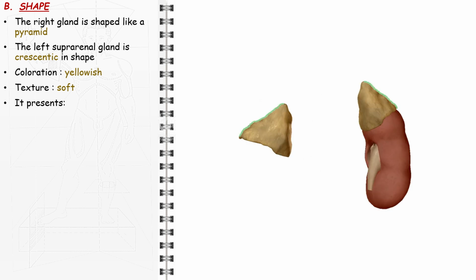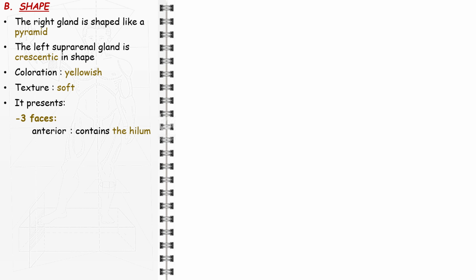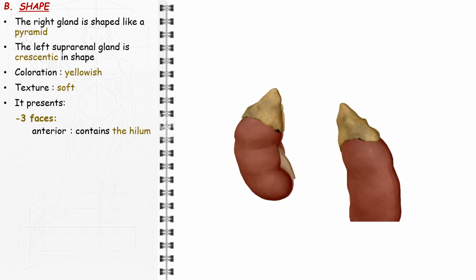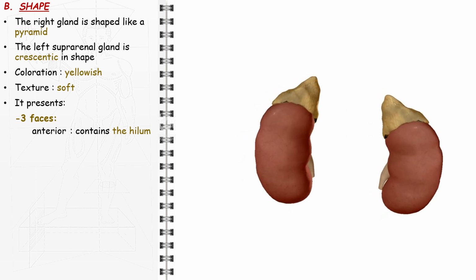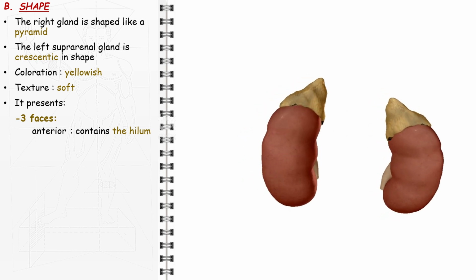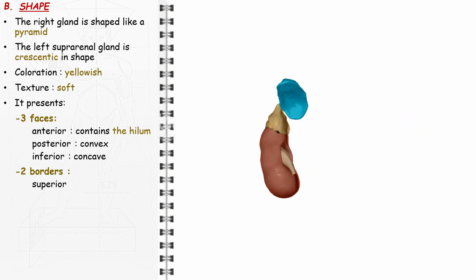The anterior face contains the hilum in its center. Therefore, the hilum divides this face into three surfaces: medial, lateral and inferior. This subdivision is useful for studying the anatomical relations of the suprarenal glands. The posterior face is convex and the renal is concave.